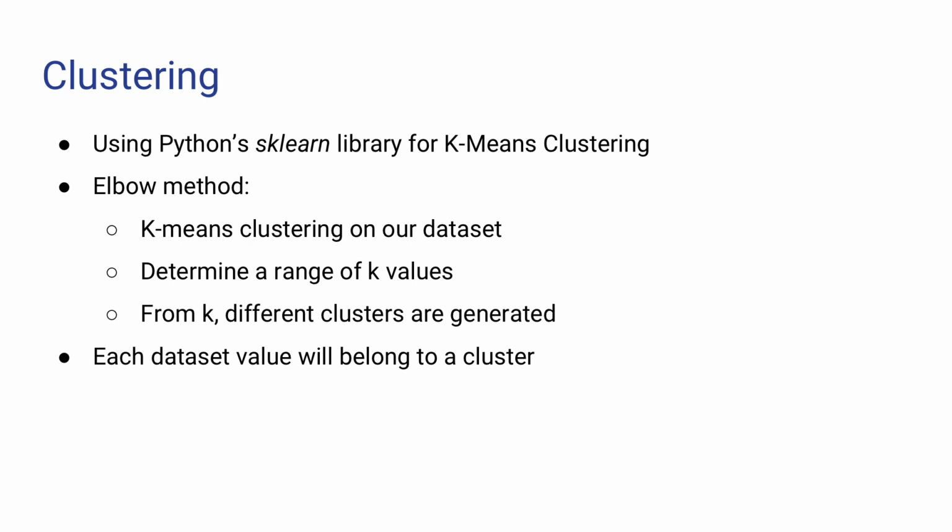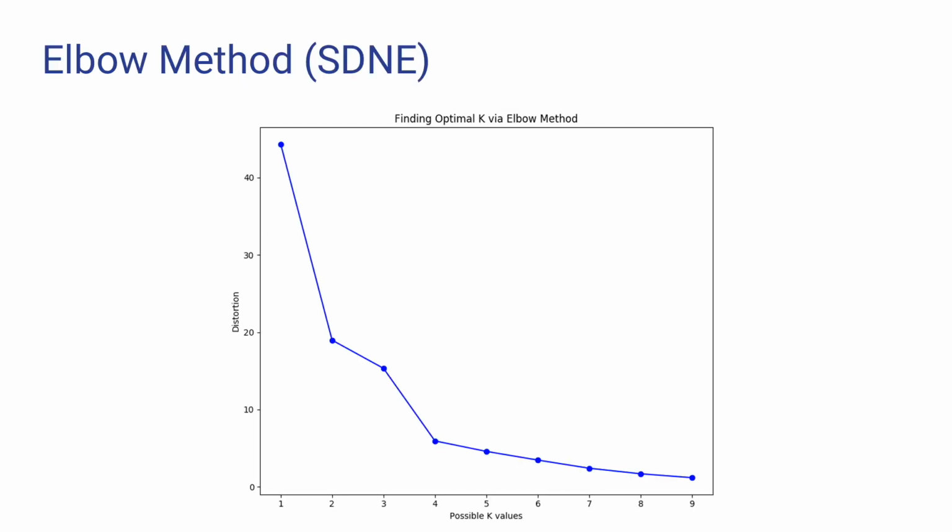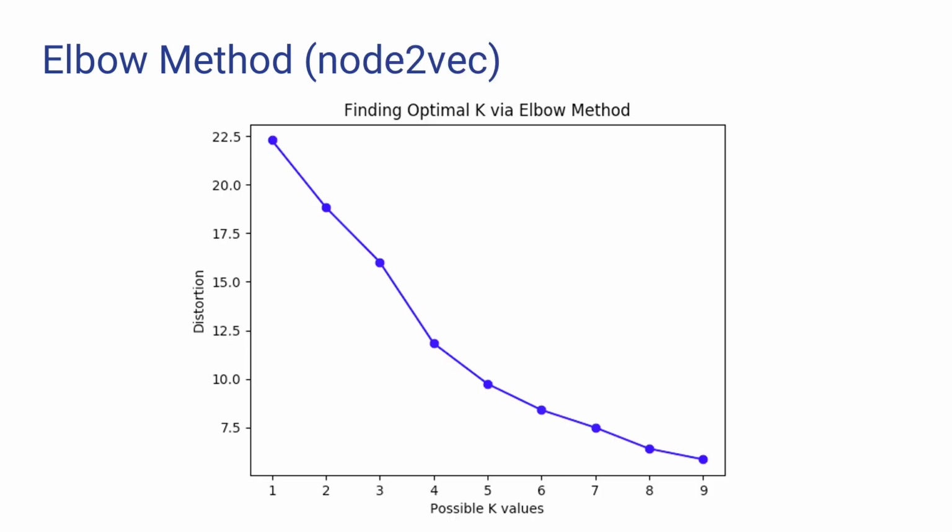Having to manually choose the number of clusters can be a pain. Luckily, we have this nifty technique called the elbow method, which helps us to determine the number of clusters. Let's look at one clustering example from each of the embedding methods we used. Here is a plotting of the elbow method. We can observe the elbow, the point at which the slope changes drastically, to be at k equals 4. In other words, this method implied that 4 clusters was best for our SDNE dataset. Using similar logic, we reasonably interpreted the elbow to occur at k equals 5 for node2vec.